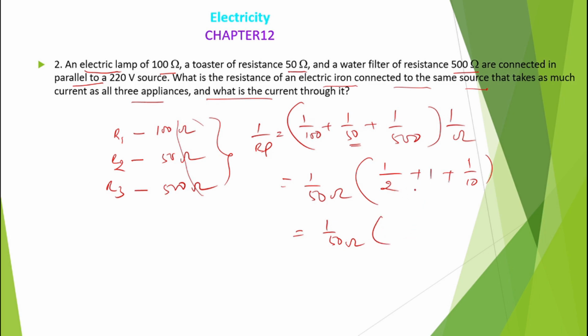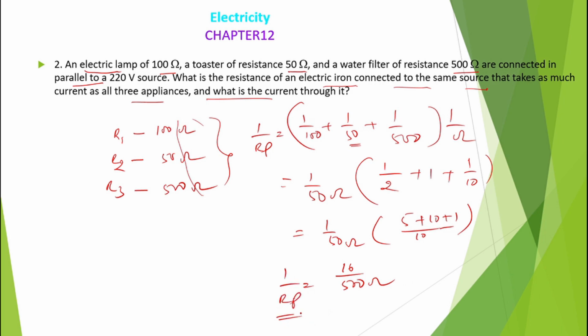Now this you simplify. I will take 10 as LCM. 2 5 is 5 plus 10 plus 1. So it will become 16 divided by 500, 50 into 10 ohm. This is 1 divided by Rp.